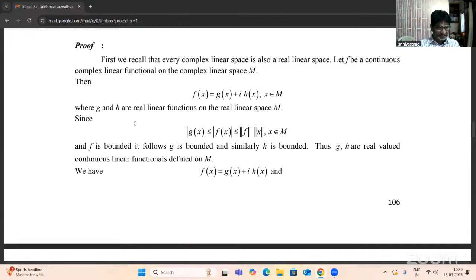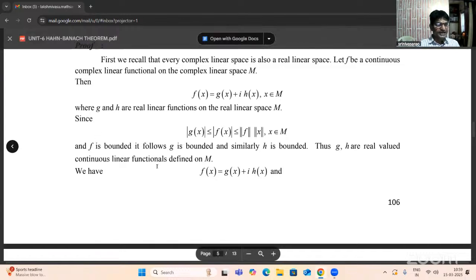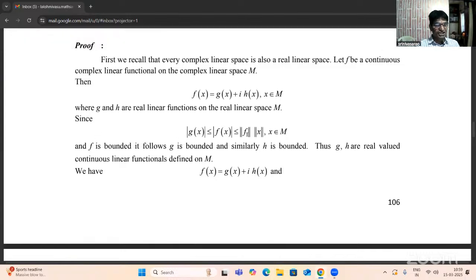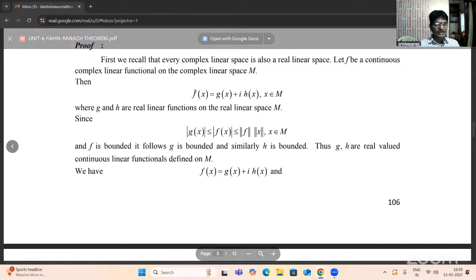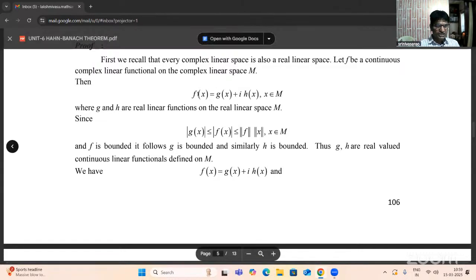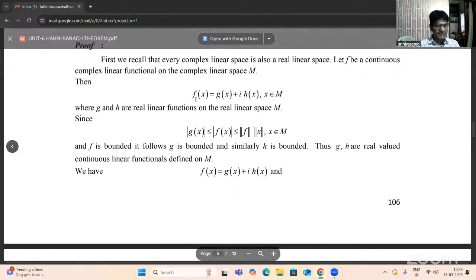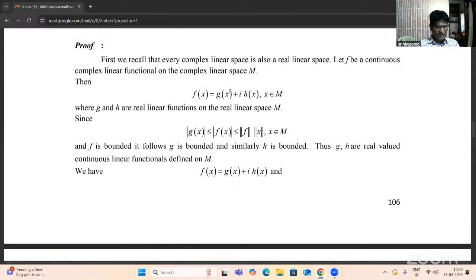Now, the exact question must also be present here. Given the function is bounded, it follows that function g is also bounded. Similarly, h is also bounded, because all the functions are continuous linear functionals. Already we know that every continuous function is bounded. So that's why, given the function is bounded, this is the absolute function and this is also absolute: mod g of x is less than or equal to mod f of x, and again less than or equal to norm f into norm x.